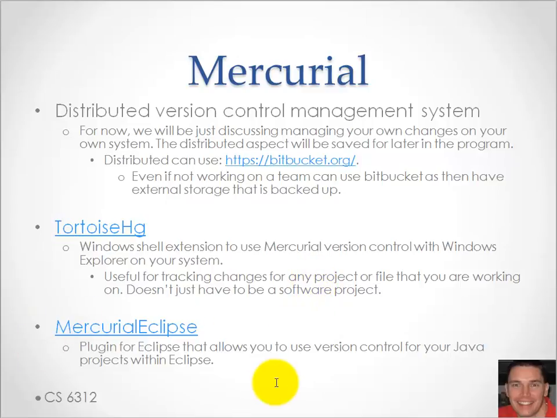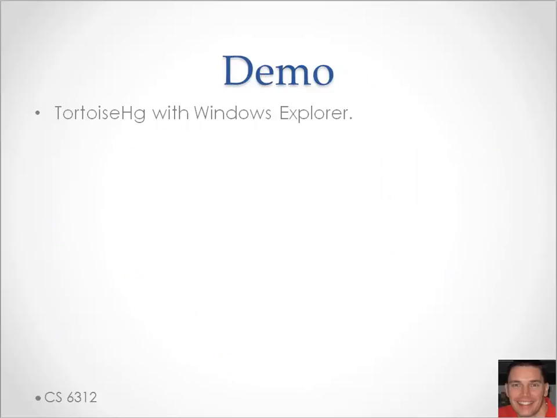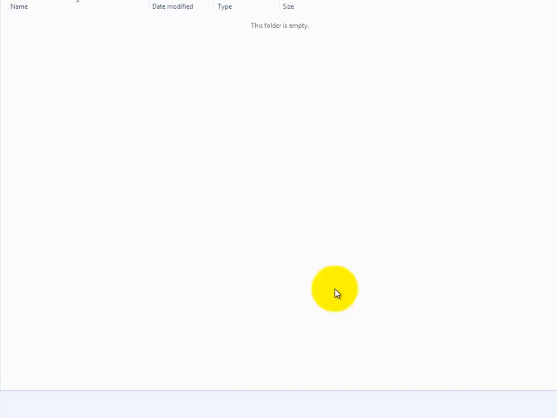Now for our software projects for Java using Eclipse, there's a plugin called MercurialEclipse that will need to be installed, and it helps you actually track your changes, do all your checking into the repository right within Eclipse. So I'm going to do a demo here. First, we're going to look at using TortoiseHg with Windows Explorer, and then we'll move on to looking at using it within Eclipse.